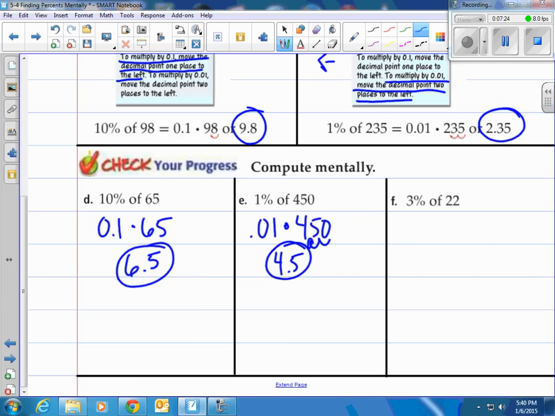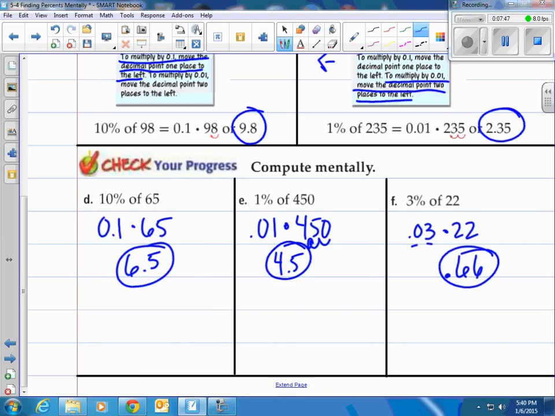How about this last one, 3%? Well, 3% is 0.03, and we're multiplying that by 22. Now I notice I can actually multiply 3 times 22 in my head. That's 66. And then I know there's 2 spots I have to move it. So I have to move the decimal to here. So the answer is 0.66. So sometimes it just behooves you to actually multiply the numbers out.